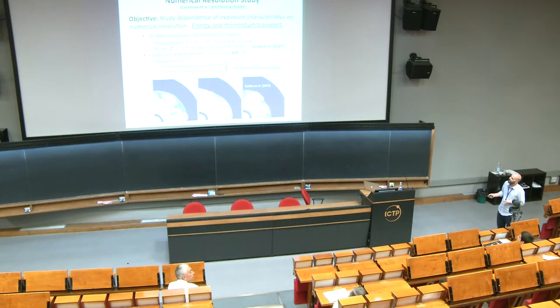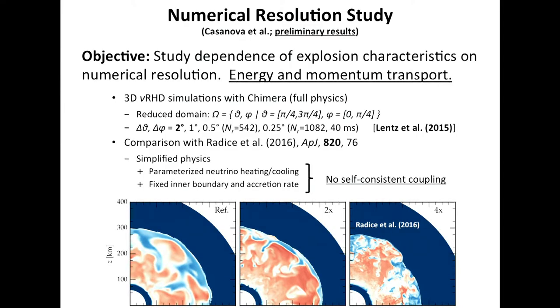So this is like a follow-up study to this very nice paper that looked at the same question using a very parameterized model. So they use parameterized neutrino heating and cooling and a fixed inner and outer boundary and a fixed accretion rate. Now we know from self-consistent models that the accretion down onto the proto-neutron star is also regulating the neutrino output. So we want to include that in the model.